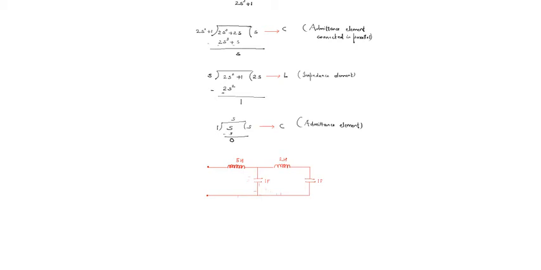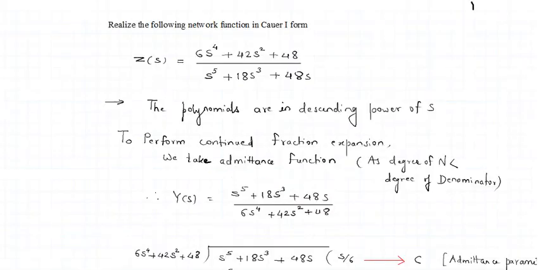Let us move to another example. The problem is: realize the following network using Cauer 1 technique. We have been given a transfer function and we have been told to draw the Cauer 1 form.